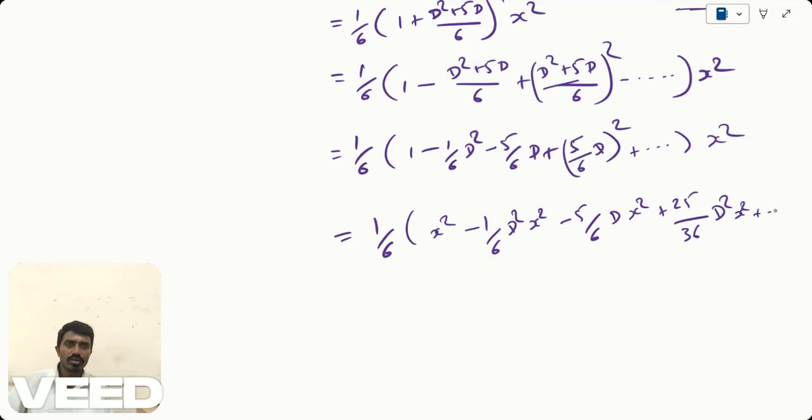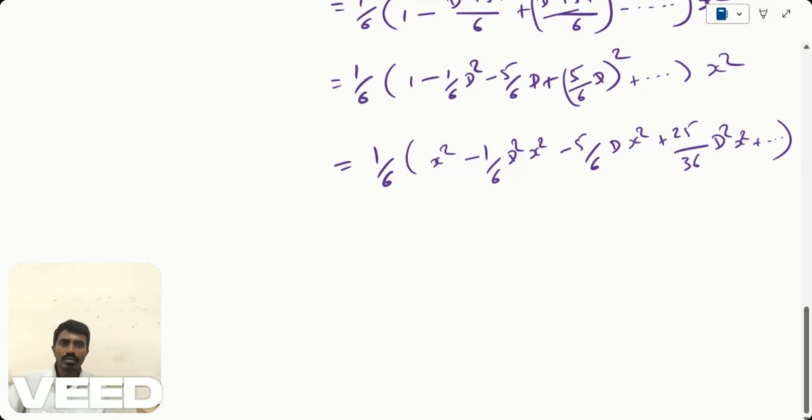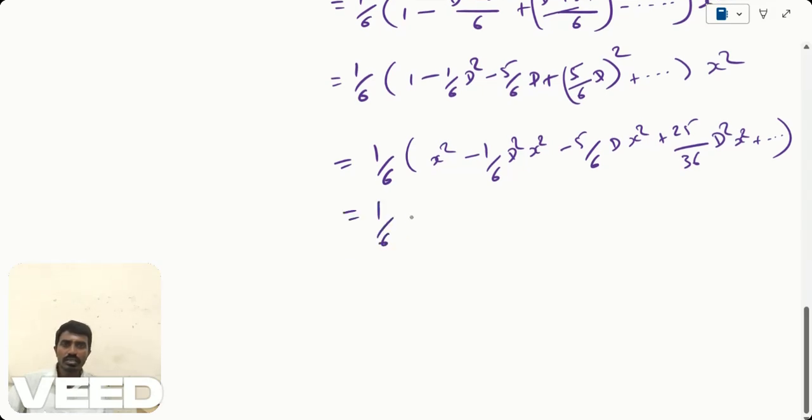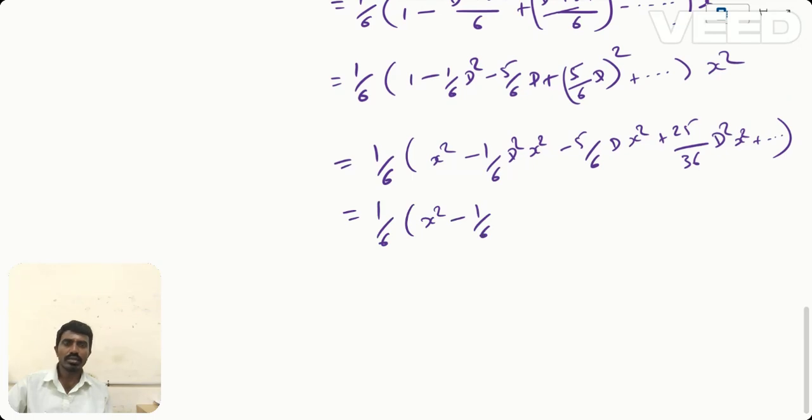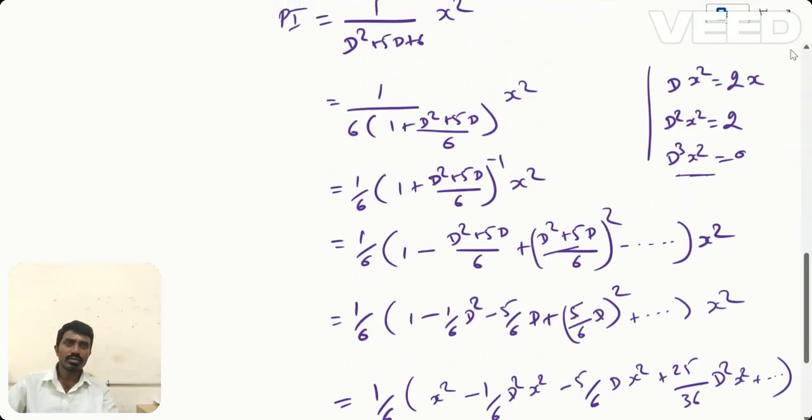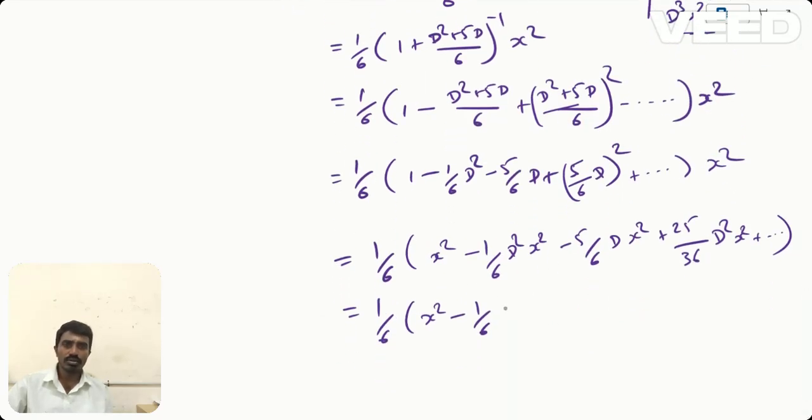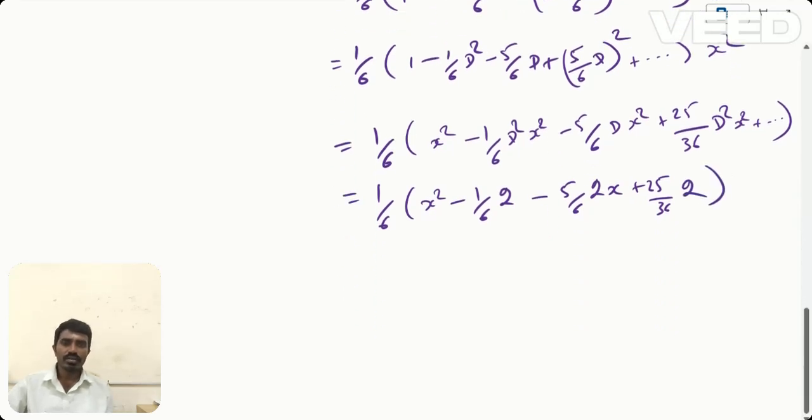and plus so on. Now which is equal to 1 by 6 into x square minus 1 by 6 d square x square. So d x square is 2x, d square x square is 2. So you can substitute that 2. So 2 minus 5 by 6 d x square is 2x, and then plus 25 by 36 d square x square is 2. Now if you simplify this one, then which is the required solution of the given differential equation.